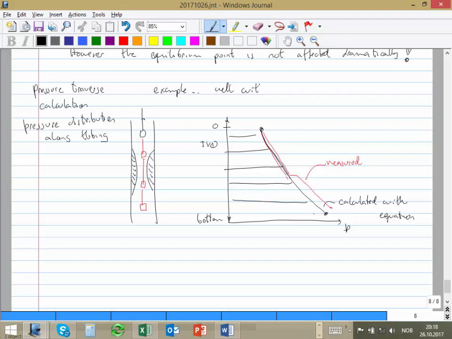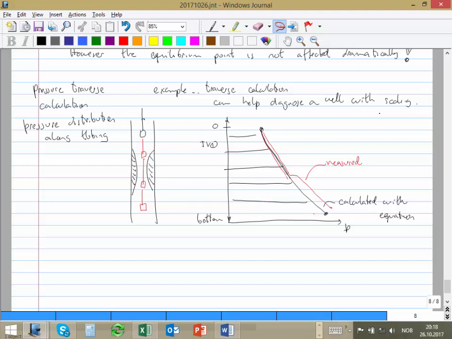Well, with scaling, a pressure traverse calculation can help diagnose a well with scaling, because you see what you should get. You should get this pressure profile, but then you obtain a different pressure profile, changed at one place, and then you know that's where I might have a problem.